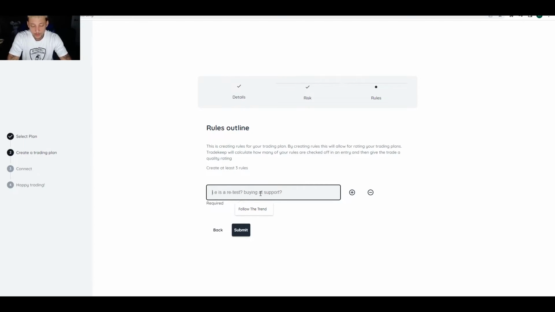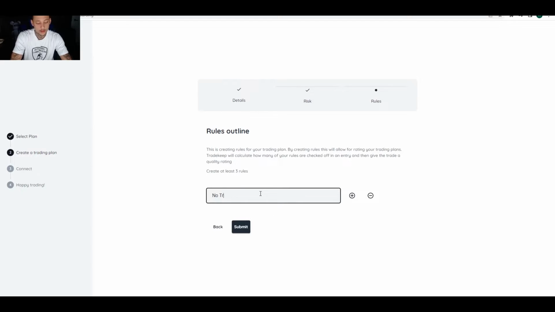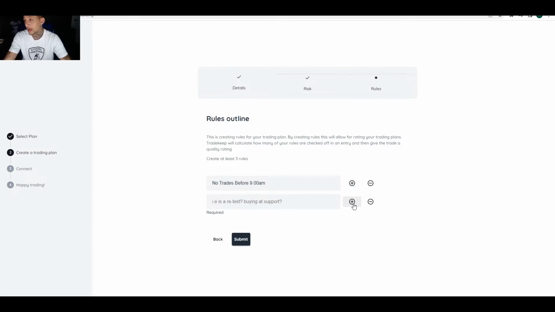So, rule number 1, no trades before 9 a.m. Right? That's going to be rule number 1. I'm not going to take any positions before 9 a.m. because I've seen in the past, every position I typically tend to take before 9 a.m. tends to end up in a loss.